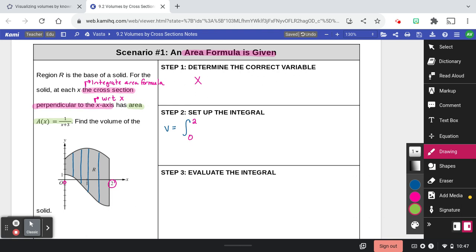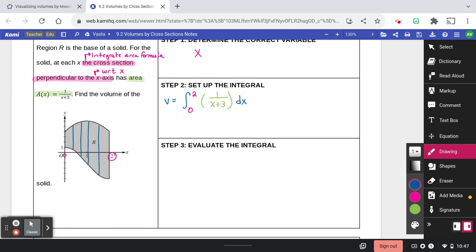Now, they tell me my area formula in this problem, 1 over x plus 3. You just flat out have the formula you're supposed to use, dx. And I've got x's in there already. I don't even need to rearrange the equation. Life is good. From here, we're just going to evaluate the integral.